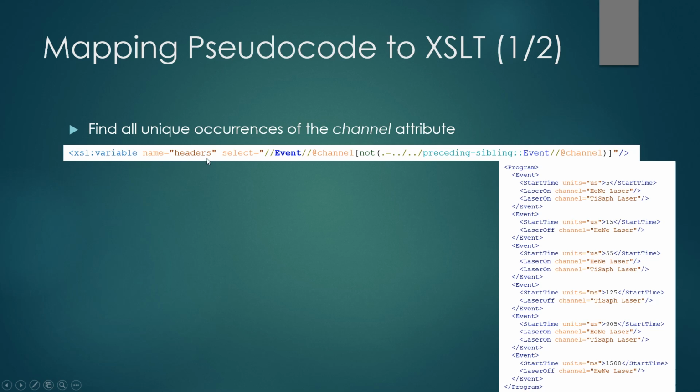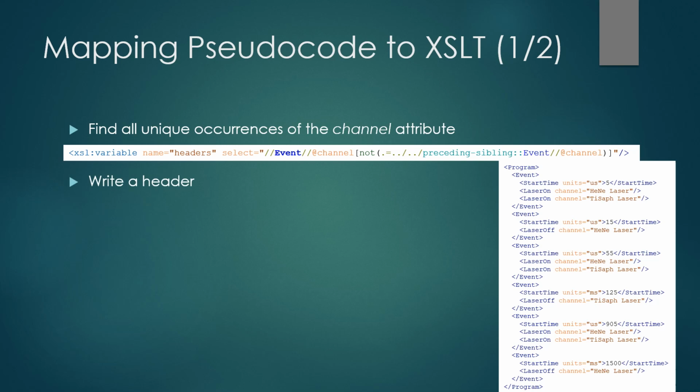We want to create a variable, and we're just going to call it headers. And here's the XPath. We're going to say look for all events, look inside that event's channel attribute, and find any one that hasn't been seen before. That's all this is doing: saying I want to make sure that the channel's name is not a name I've seen before. Again, let's go into Stack Exchange to decode this. But that's what we've done. We've found a unique set of all the channels.